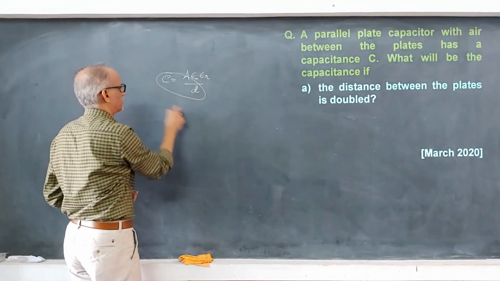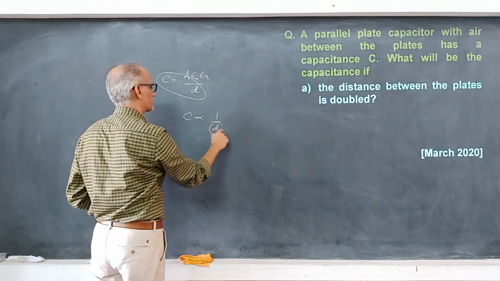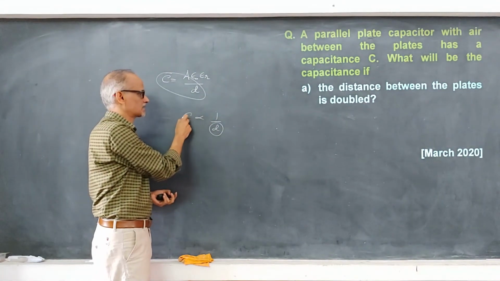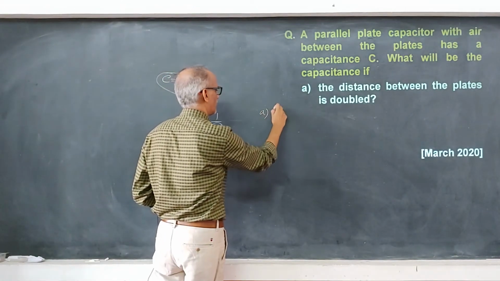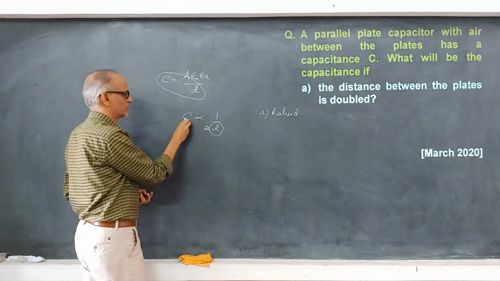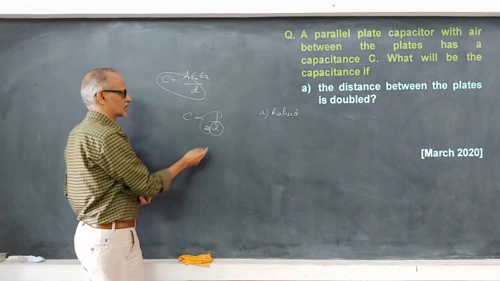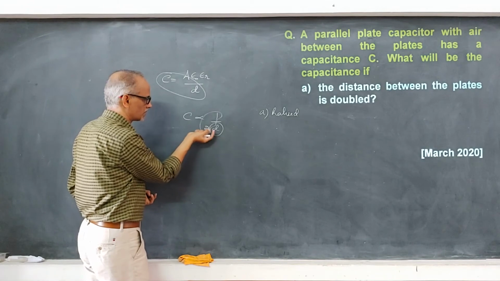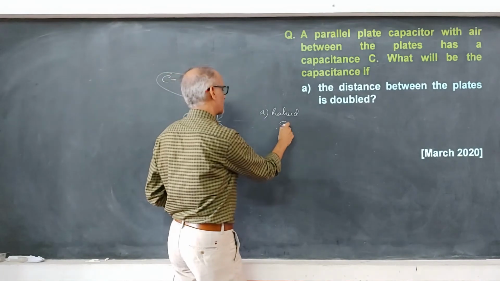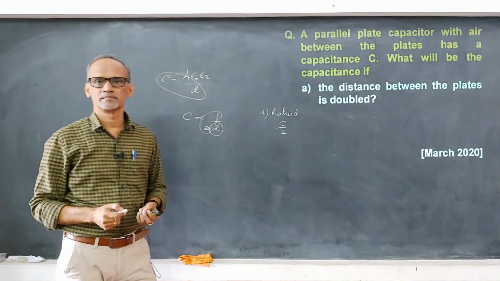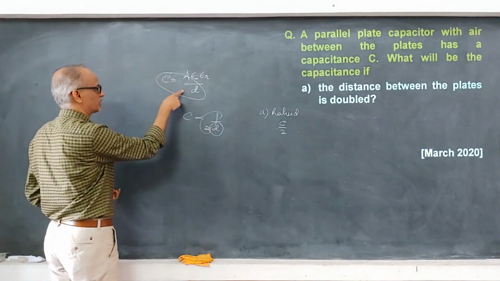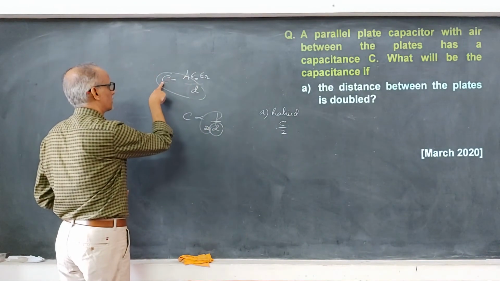C is inversely proportional to d. So when d is doubled, capacitance is halved. Correct? When d is doubled, you can see the capacitance is equal to half, right? So when d is doubled, capacitance is halved. That's why the answer is C by 2. Hope you have understood that answer. Because C is inversely proportional to d, when d is doubled, capacitance is half.